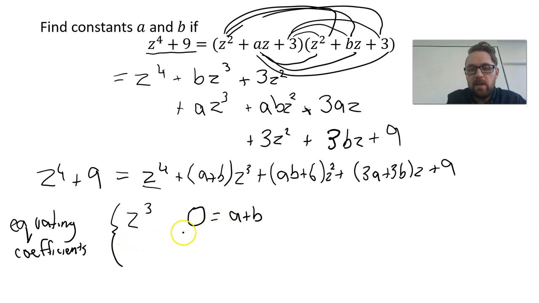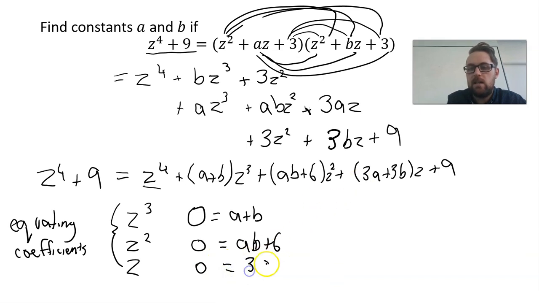We'll leave it there for now. Again, we'll equate our z squareds. On our left-hand side, we've got 0 again, and that equals ab plus 6. Then for our z's, we have 0 on our left-hand side, so that's going to equal 3a plus 3b. And then we've got a 9 and we've got a 9, so those match up. The first term and the last term are correct, and the rest of them we're just going to have to equate.